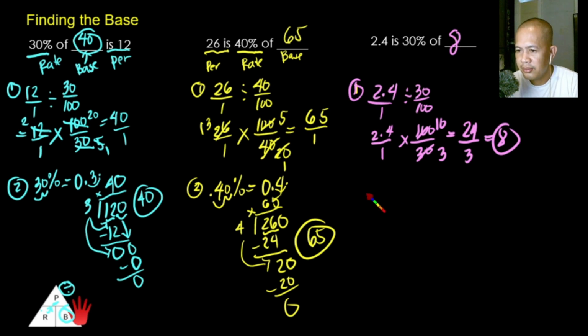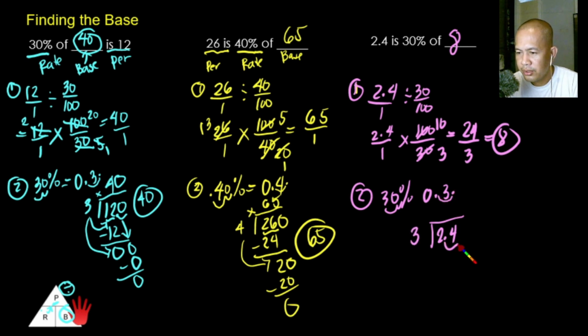So the second way, again, we're going to change the rate into a decimal. So 30%, moving 2 places, is 0.3. And we're going to divide 2.4 by the whole number of this. We're going to move 1 place here, so it makes 3. And also we're going to move here. So it becomes 24. 24 divided by 3 is 8. 8 times 3 is 24. We subtract it, 0. So we get the same answer, 8.